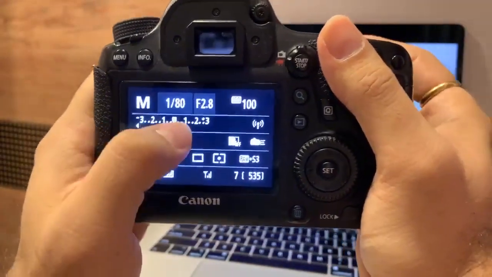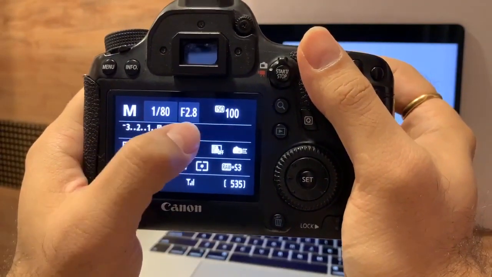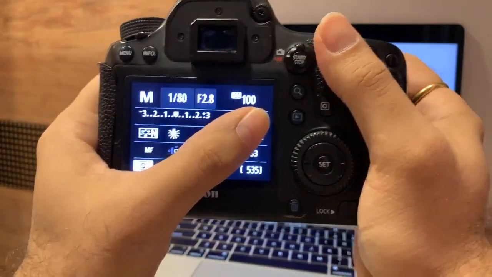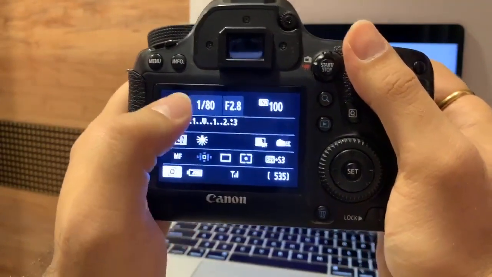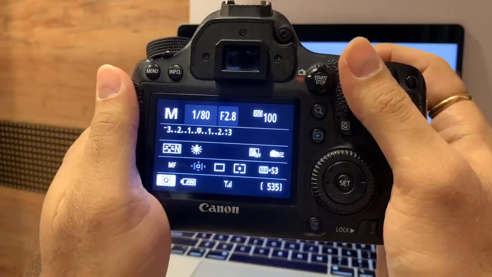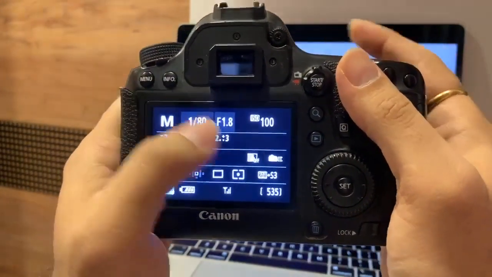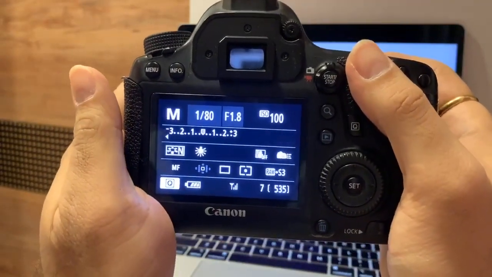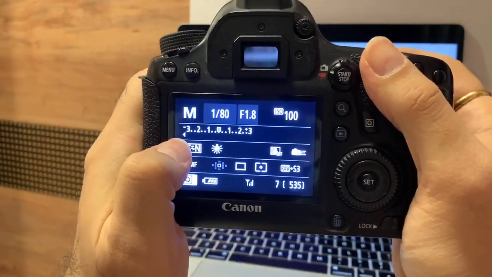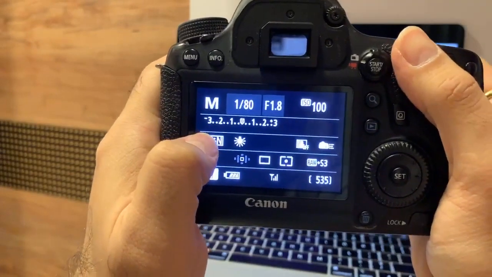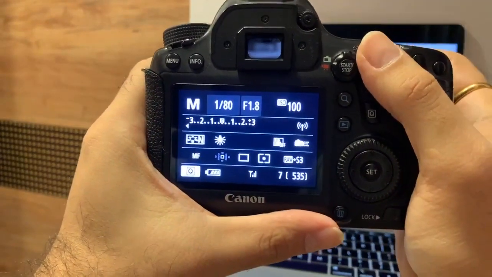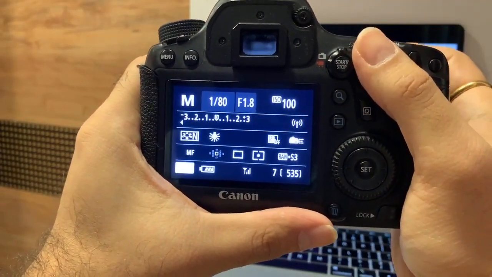Okay, so you can see right now my shutter speed is 1 by 80, f 2.8, ISO 100. So f 2.8 is the minimum f number that I can go. No, sorry, 1.8 is the minimum f number that I can go ahead with. But you can see that my cursor is beyond -3. That means if I take an image right now, my image is going to be really dark.